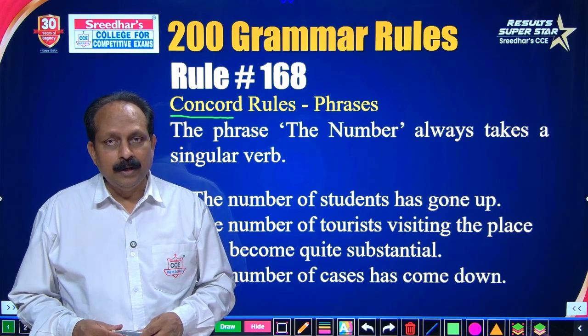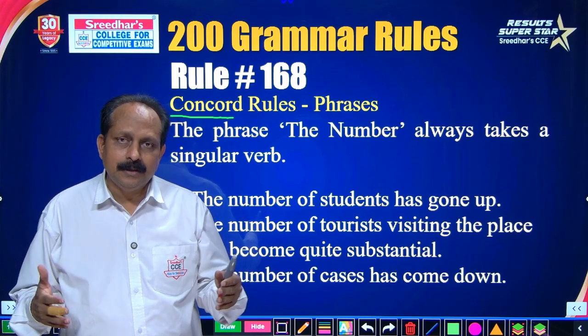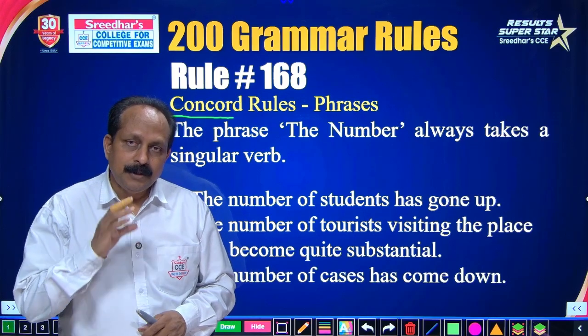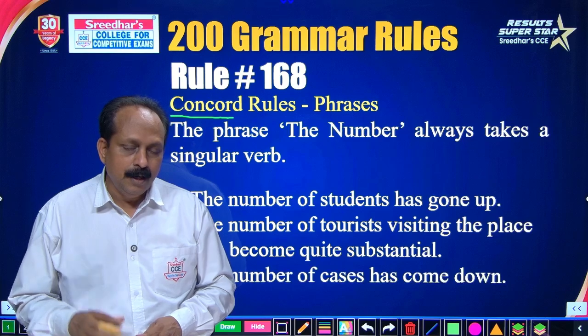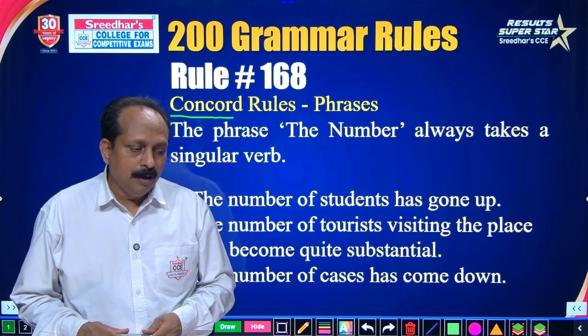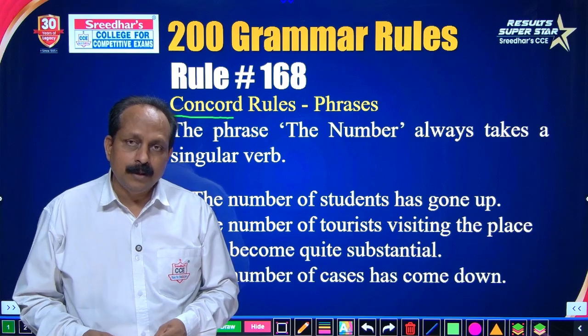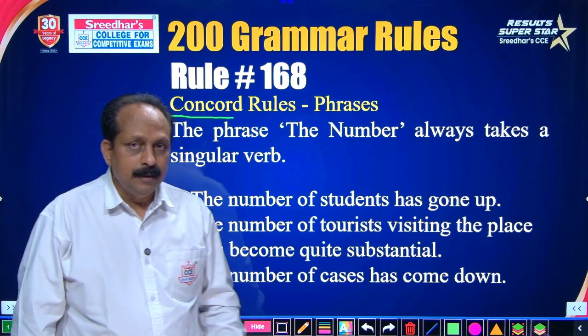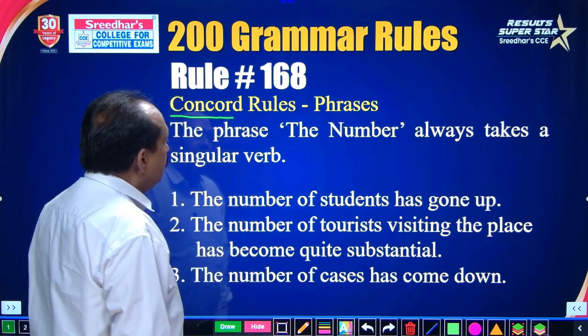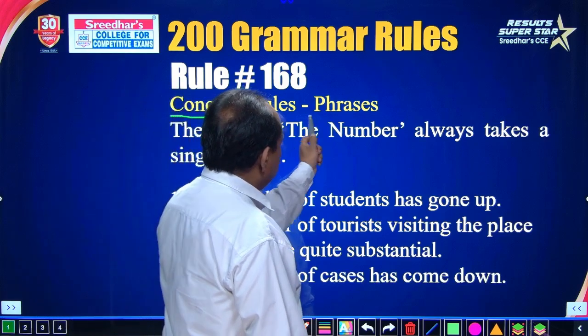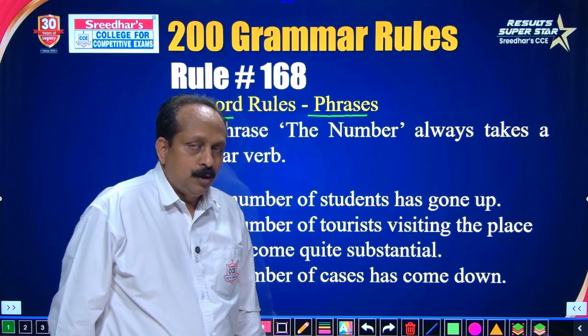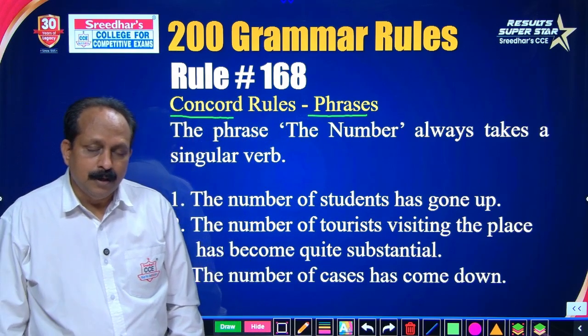And the most important dimension, there are so many dimensions like parts of speech related, tenses related, phrases related, and the most important dimension is subject-verb agreement. That also comes under concord. Let us see rule number 168. It goes with phrases. There are two phrases you have to remember from the exam point of view.